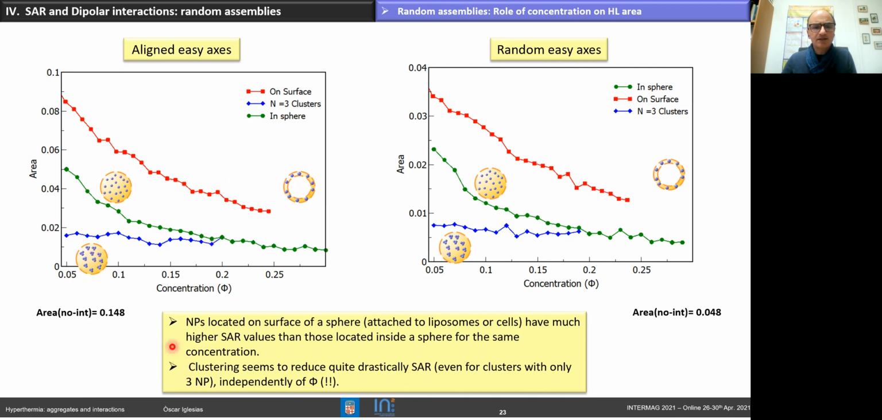We see that clustering in between the particles seems to reduce the SAR very drastically, even if these clusters are only of 3 nanoparticles, which means that independently of the concentration, when we have clustering, the interparticle separation inside the cluster is what dominates because the concentration has no effect on the SAR.